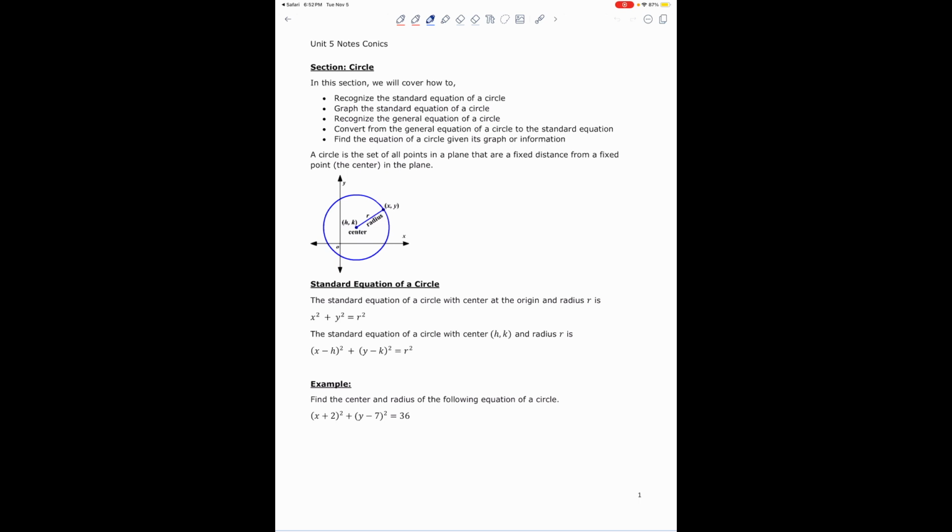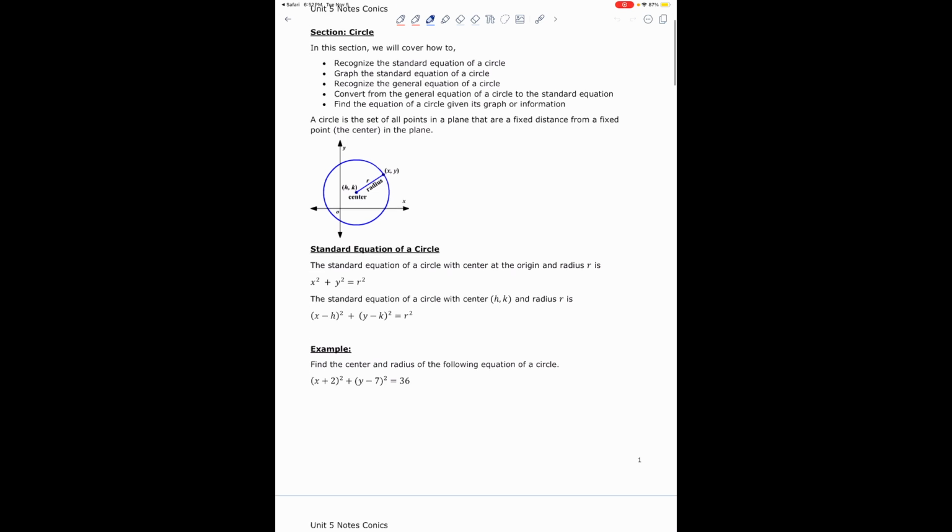A circle is a set of all points in a plane that are a fixed distance from a fixed point called the center in the plane. So that is the definition of the circle.